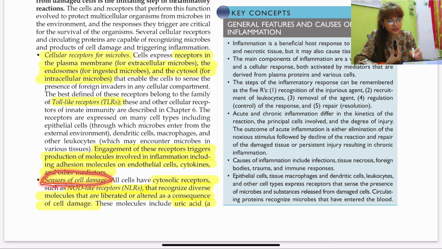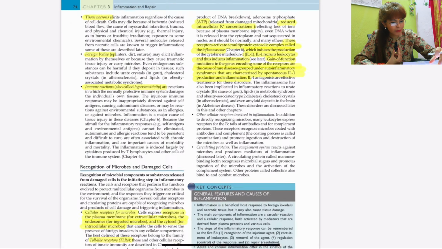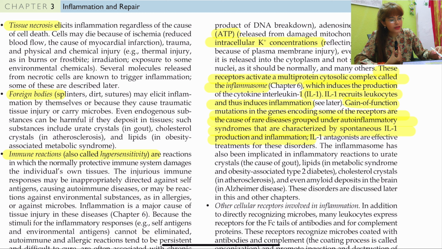Now, what are the sensors of cell damage? That is the NOD-like receptors that recognize the diverse molecules that are liberated as a consequence of cell damage. Now these receptors activate a multi-protein cytosolic complex called the inflammasome, which induces the production of interleukin 1. This again recruits the leukocytes and thus it induces the inflammation.